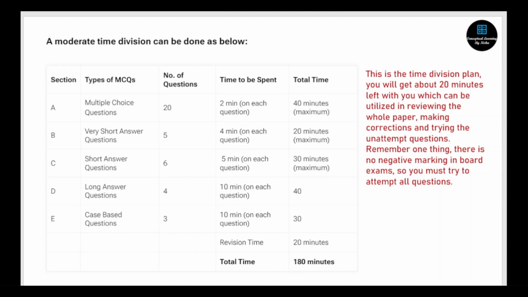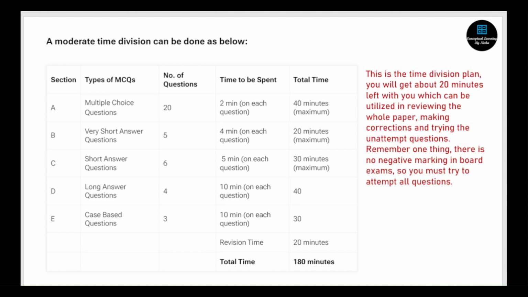Then short answers, section C, 6 questions, okay, you can spend 30 minutes maximum. Then long answer, there are 4 long questions in section D and you can spend 40 minutes for that. Section E has 3 case based questions, again you can spend 30 minutes for them, right?